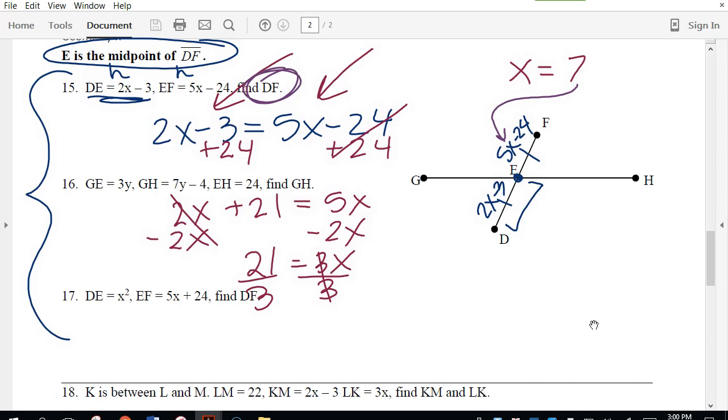5 times 7? 35 minus 24? 11. Is that good? Is it 11? Yes. Okay, if EF is 11, what's DF? Look at the picture. 22. 22, yeah. If that's 11, the whole segment is 22. Woo, that was a lot of work. It wasn't bad though.